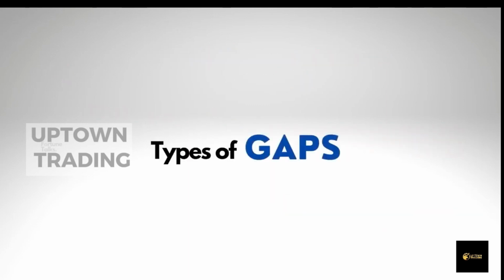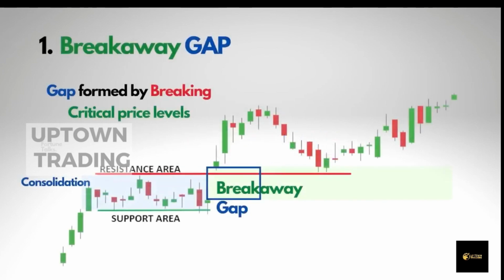Now all the gaps are not the same. There are different types of gaps, and the gaps are divided based on the context in which they appear. So I'll talk about three of them. Number one is the breakaway gap or the breakout gap. The breakaway gap means breaking an important support or resistance level or a significant trend line in the form of a gap. The breakaway gap appears after the completion of an important pattern, like price in a consolidation range or a continuation or a reversal pattern.